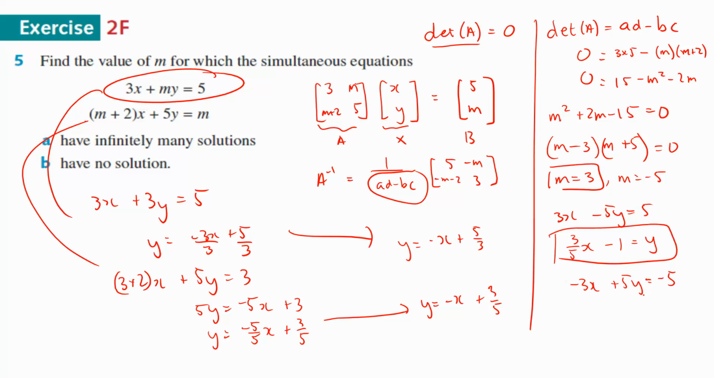And that now gives me 5y equals 3x minus 5. Divide both sides by 5: y equals 3 on 5x minus 1. There you go. And that's what you can say. So once you've shown all that, now you can say that when m equals negative 5, you have an infinite amount of solutions because they're both exactly the same lines. Whereas when m equals 3, they are parallel lines, hence no solutions, because they have the same gradient but different y-intercepts.